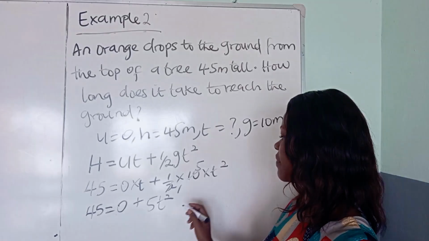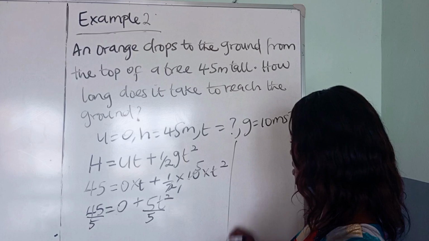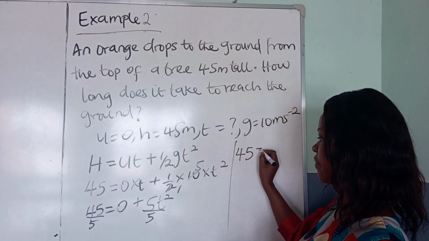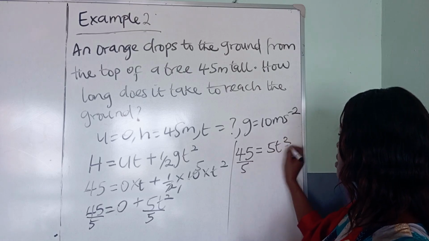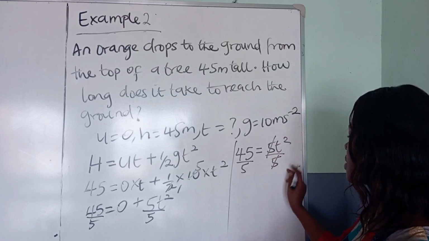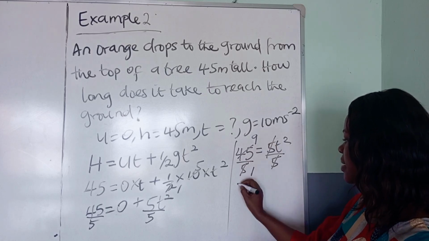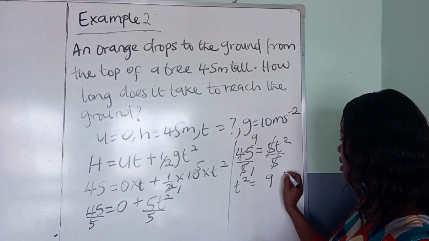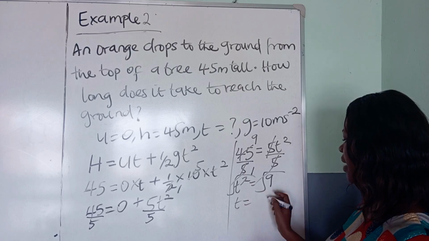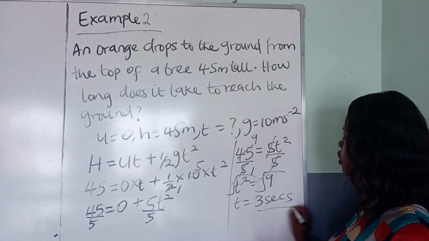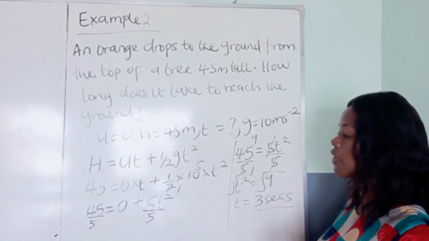So I'll divide both sides by the coefficient of t square, which is 5. So 45 over 5 is equal to 5t square over 5. This cancels out, giving us t square. 5 into 45 is 9. So t square is equal to 9. So I will take the root of both sides. The root of 9 is going to give me 3 seconds. So this is how we can use the equations of motion under gravity to solve problems.